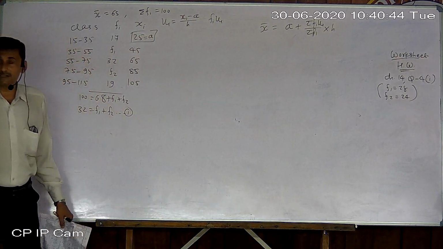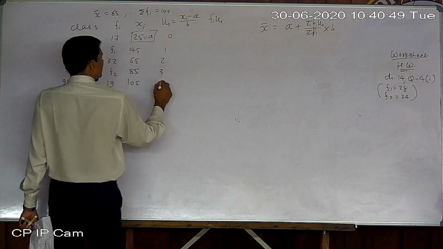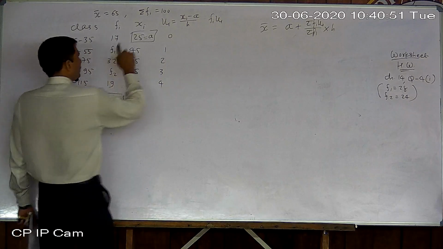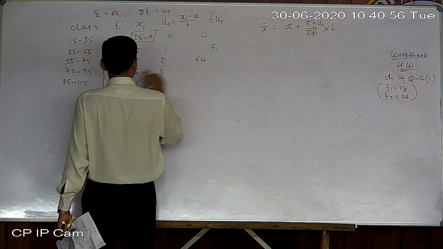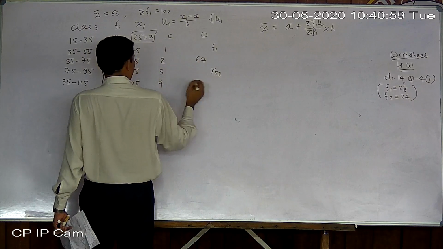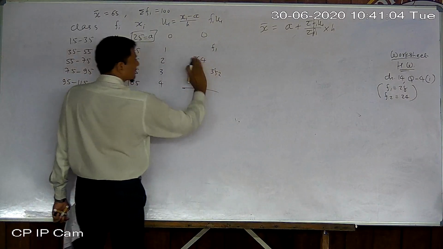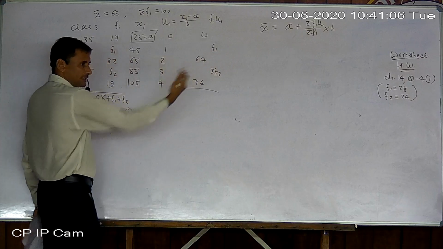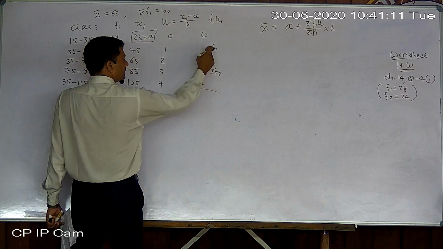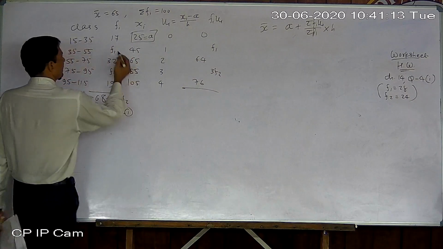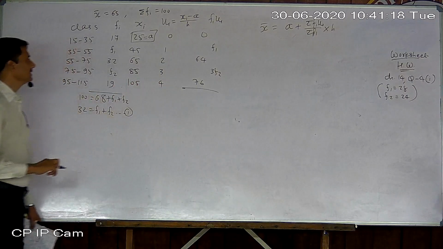Just like our earlier practice, finding mean practice. Now write down 0, 1, 2, 3, 4. Now find out f_i u_i: 0, f1, 64, 3f2 and 19 into 4 is 76. Okay, I wrote f1 and 3f2 purposely quite fast. Why? Because by mistake we cannot add this coefficient also. Okay, so f1 into 1, 3f2 into 2, 3f2, and 19 into 4 is 76.